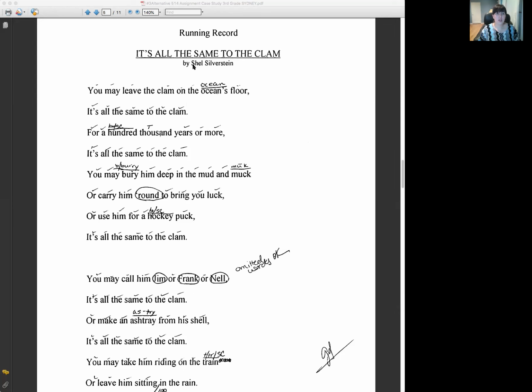For instance, if we look at this running record, it's All the Same to the Clam by Shel Silverstein. You may notice that Sydney's mistake here is she said "ocean floor" instead of "oceans floor." Simply mark the word above the word that was incorrect so you can see if there's a pattern. You want to check to see if the meaning is still the same in the sentence, if it makes sense, and if she's following patterns with letters that start with the same sounds to decode or not.